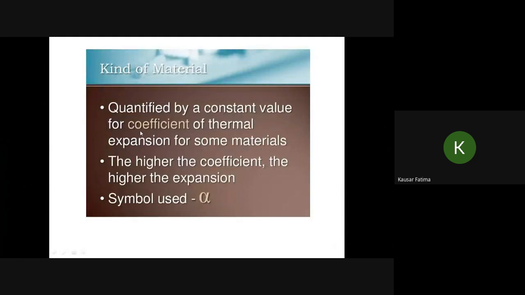It is quantified by the constant value for a coefficient of thermal expansion for some materials. Like we have specific heat capacity for the substances, in the same way we have the constant, that is for a particular substance, we call it coefficient of thermal expansion. Okay, those things which expand more on heating have a greater value of alpha. Alpha is the symbol for coefficient of thermal expansion. Okay, so it shows how much change in length takes place for unit rise in temperature.